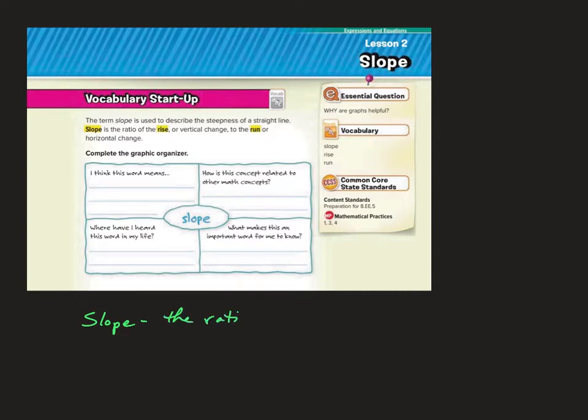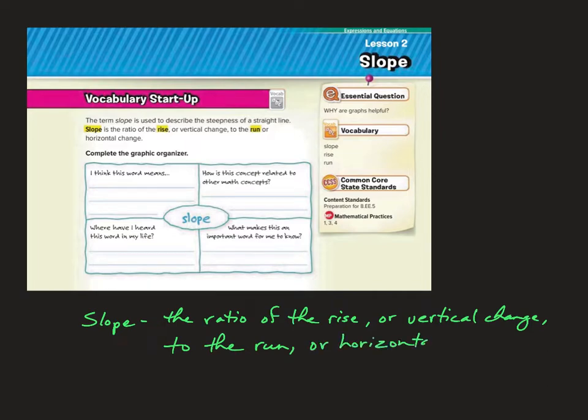So slope is the ratio of the rise or vertical change to the run or horizontal change. And you'll hear me say this quite a bit throughout the unit: rise over run. Once we go through a few examples, it'll make sense.